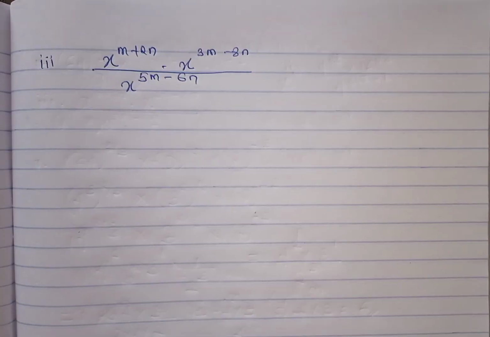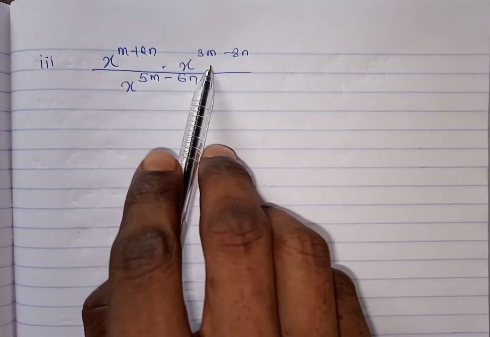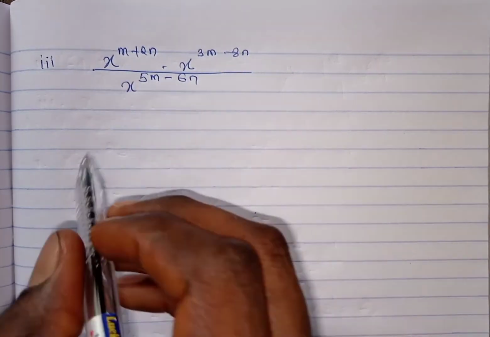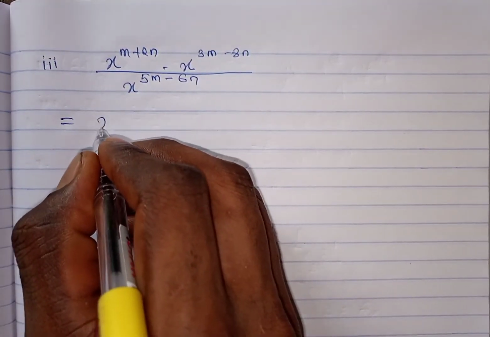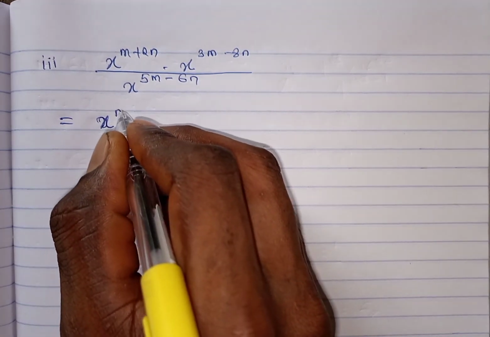So alright, look at the third question. That is x raised to the power of m plus 2n, multiplied by x raised to the power of 3m minus 8n, everything divided by x raised to the power of 5m minus 6n. If you look at the question critically, you discover that x is common as the base throughout, so it's not a problem. First of all, you simplify these two.